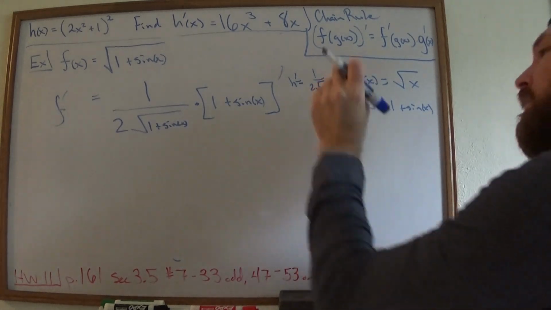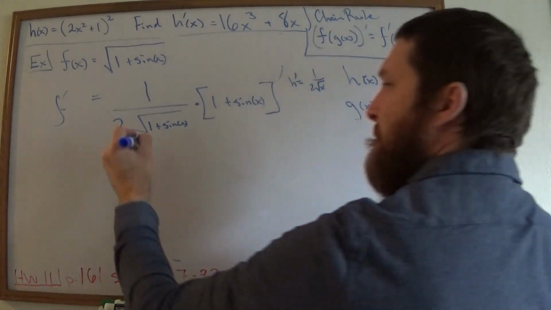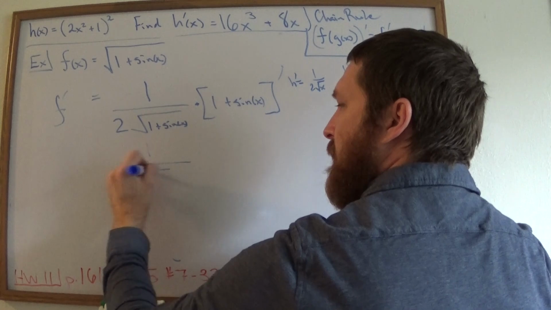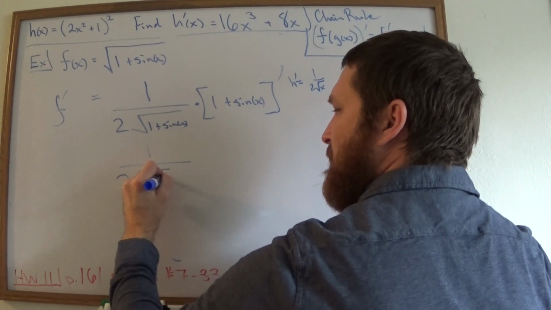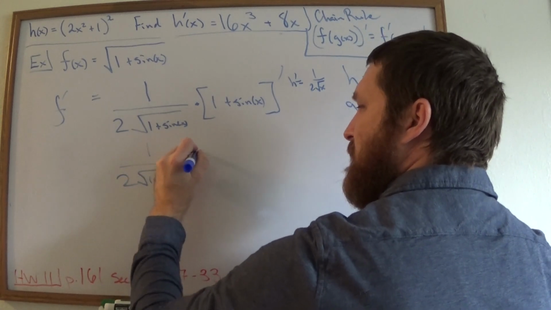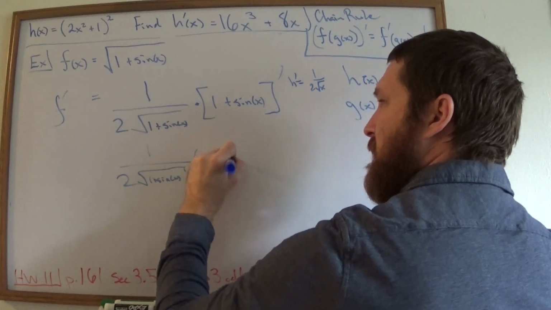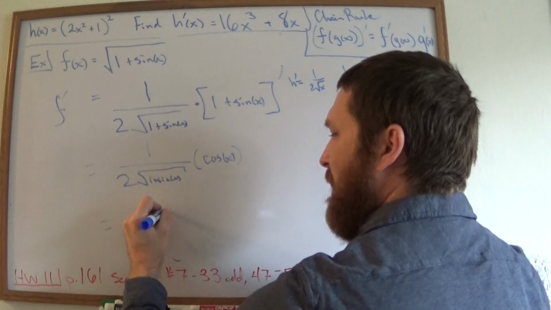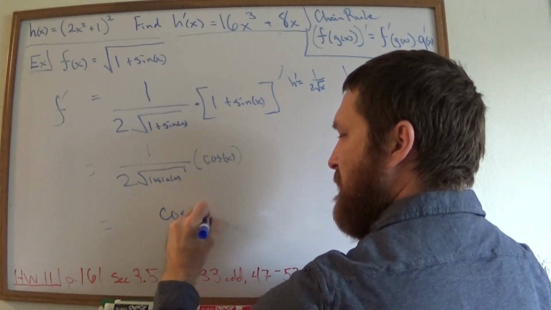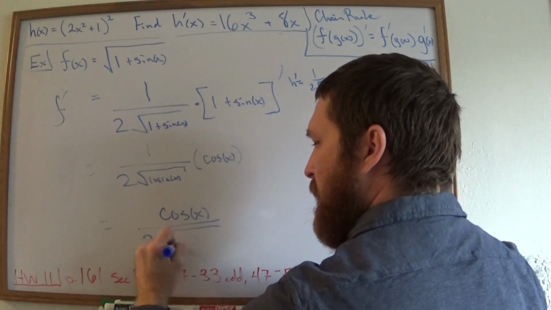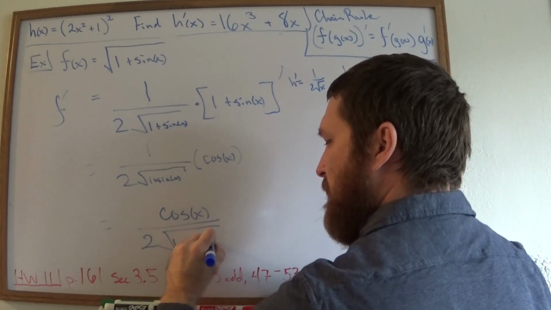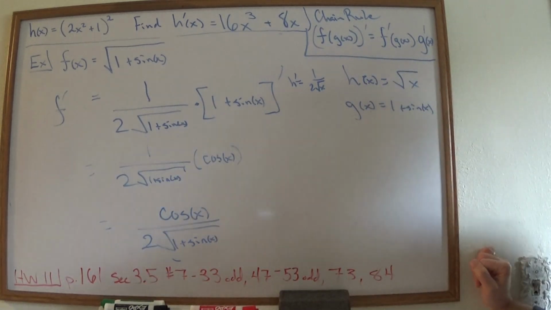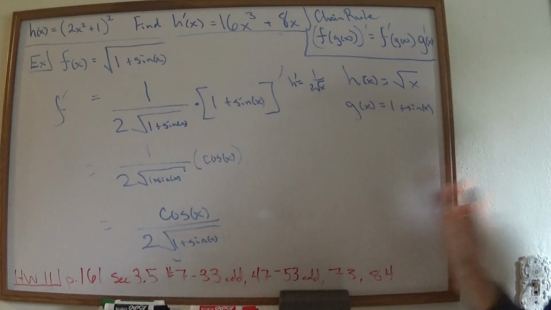There's the inside stuff. What's the derivative of that? Cosine x. Yeah, just cosine x. 1 plus sine x, the derivative is just cosine x. And so I'll just rewrite it a little bit nicer. So we have cosine x over 2 root 1 plus sine x. Everybody got that? Not too bad, right?